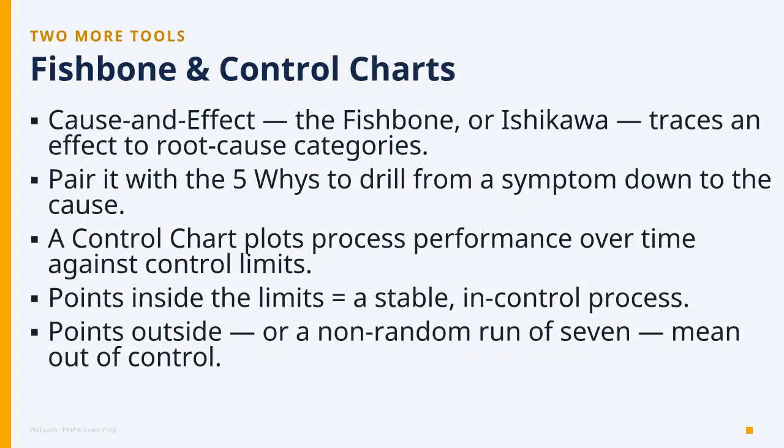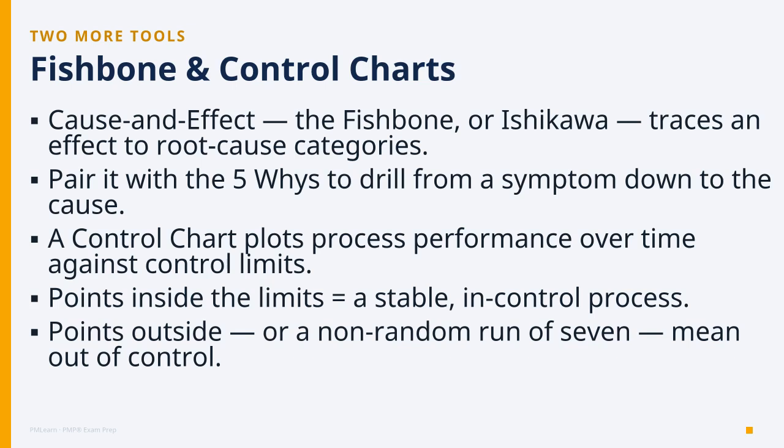First, the cause and effect diagram, also called the fishbone or the Ishikawa diagram. You put the effect, the defect or problem, at the head of the fish, and the bones branching off are categories of potential root causes like people, process, materials, and equipment. You use it during root cause analysis, very often paired with the 5 whys. You keep asking why about a symptom until you reach the underlying cause. Fishbone organizes the hunt. 5 whys drills the depth.